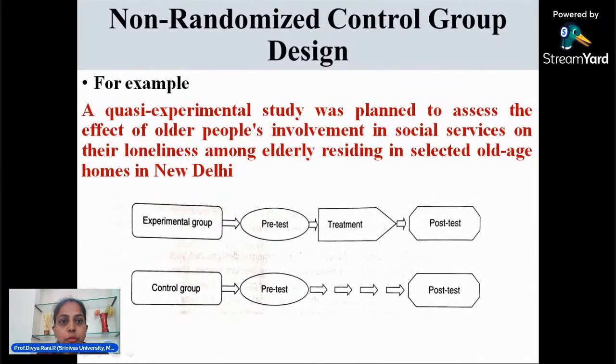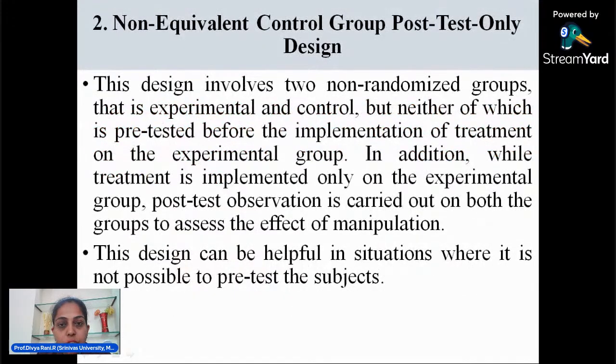Next, so in this, you can see the picture here. It is an example for this particular non-randomized control group design. Here, you can see the effect of older people's involvement in social service on their loneliness among elderly residing in selected old age homes in New Delhi. So here, the group is divided into an experimental group and a control group, and in this kind of research design, a pre-test will be done, then a treatment will be given to the experimental group, but the post-test will be done in both the groups.